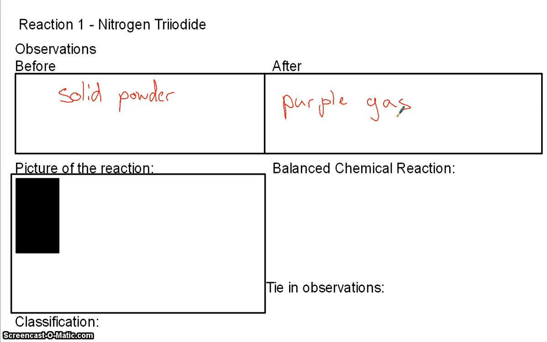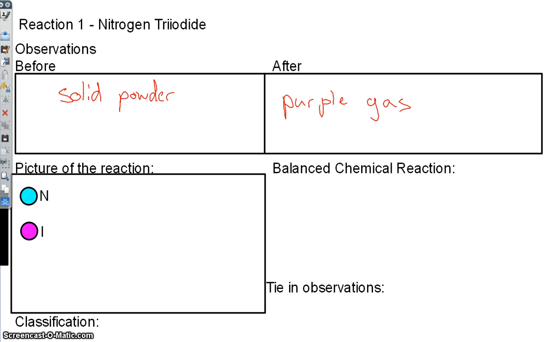Okay, you are being told that the purple powder we started with was nitrogen triiodide. So using what we know from our bonding unit, we know that nitrogen triiodide, that purple powder, is NI3. And then we can look at, well, what could nitrogen triiodide become?